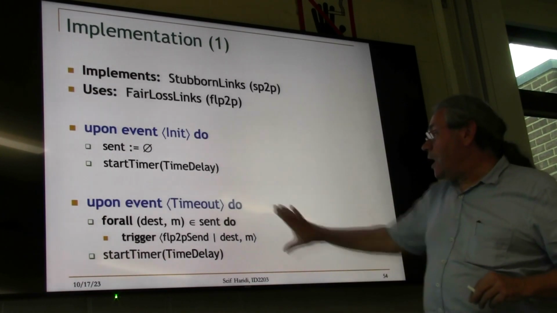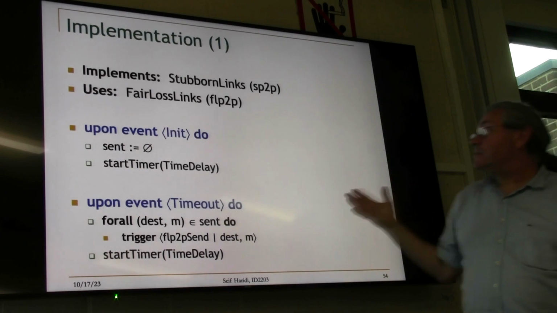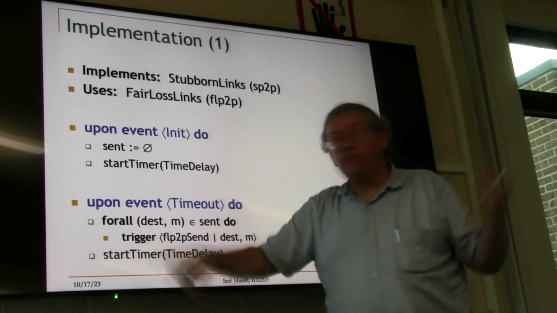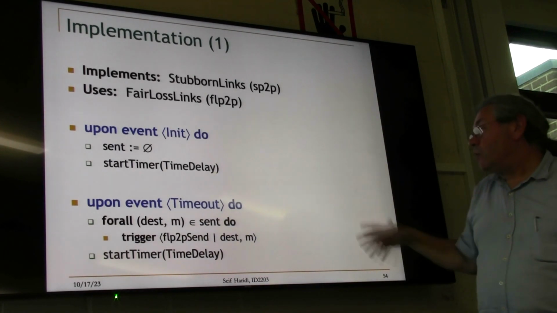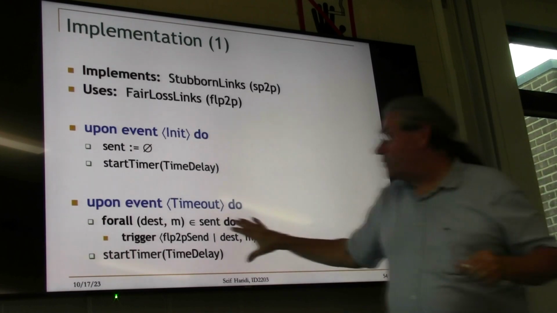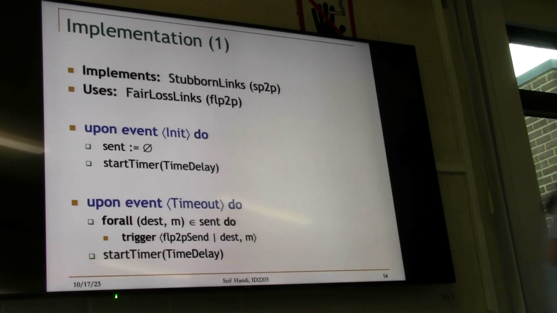Okay? You see, if I need a data type, I'm just assuming it exists. So sent is a set. The set has pairs. I'm assuming I have for all. So I'm not going to spend a lot of time defining the operations and the data structures. It'll be all the obvious ones, okay? There's nothing special.